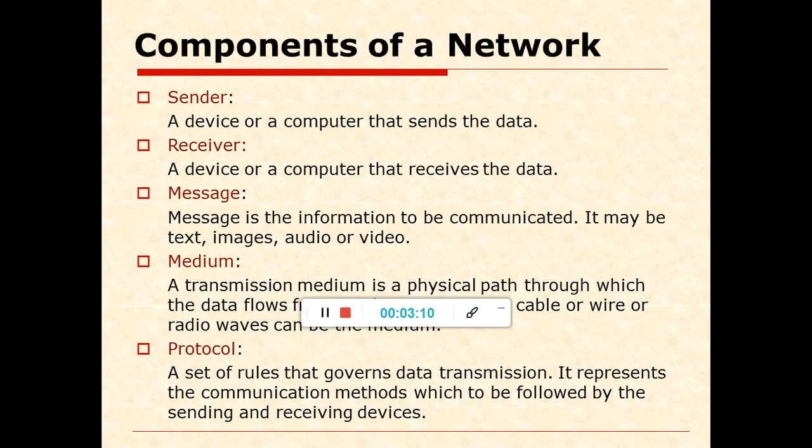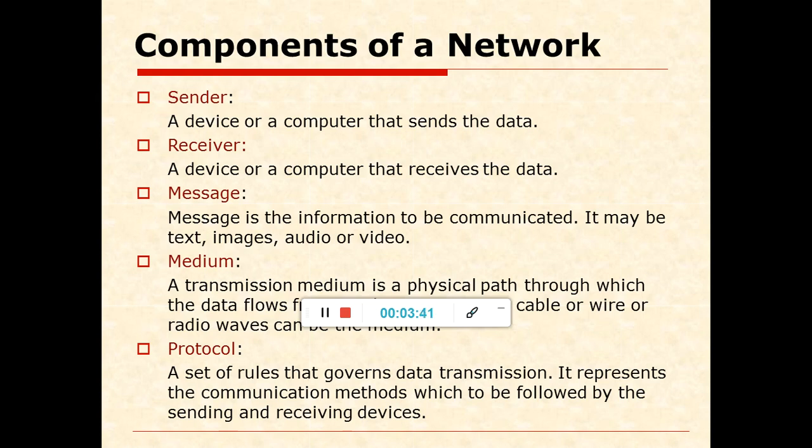Okay, in between sender and receiver, the message will be traveling. The message may be in the form of what? A text. A text means what? Characters, alphanumeric characters. And next one is images. Images are pictures. Audio means like MP3 files and so on. And video means what? MPEG files, MPEG 4 files. Those video files will be sent from sender to receiver.